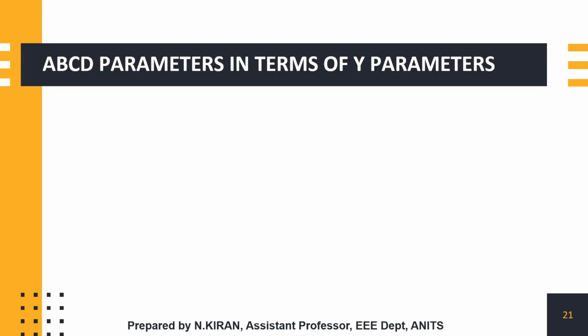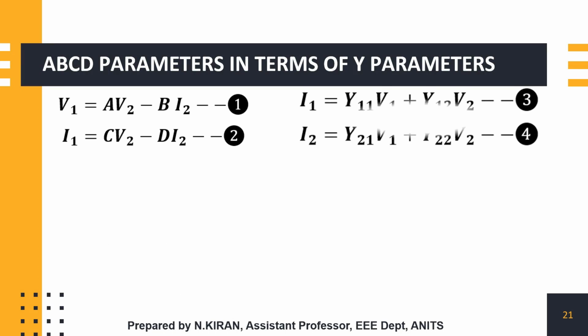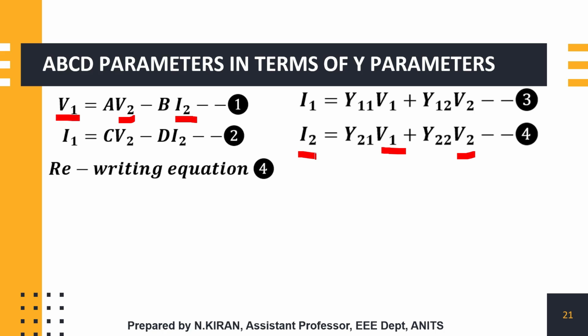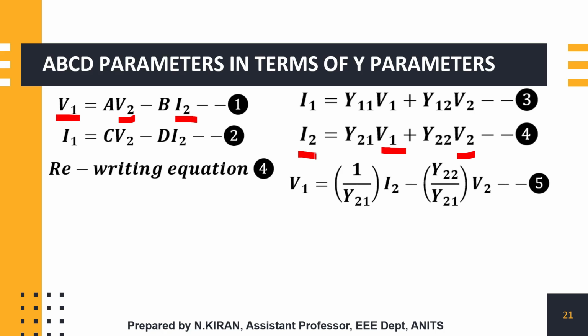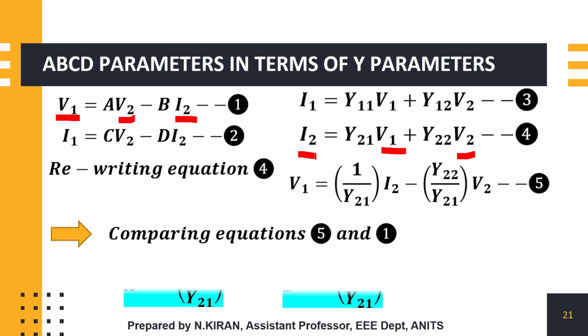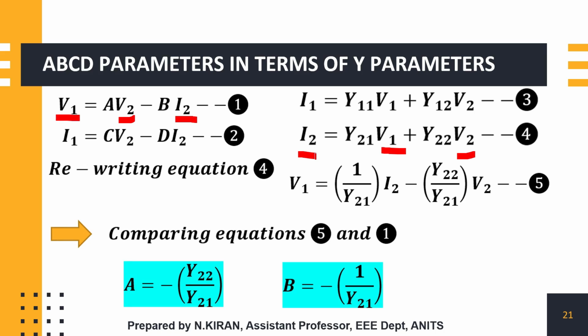So next is the ABCD parameters in terms of Y parameters, writing the standard equation of both the parameters. As you can see, the first equation has V1, V2 and I2. Similarly, even the fourth equation has the variables V1, V2 and I2. Comparing the first equation and the fourth equation, before that we are rearranging equation 4 in a suitable manner, and comparing it with the first equation will give me A value to be minus y22 by y21 and B to be minus 1 by y21.